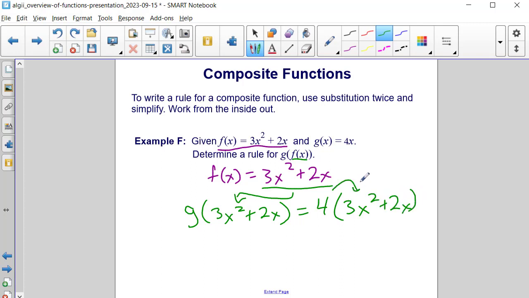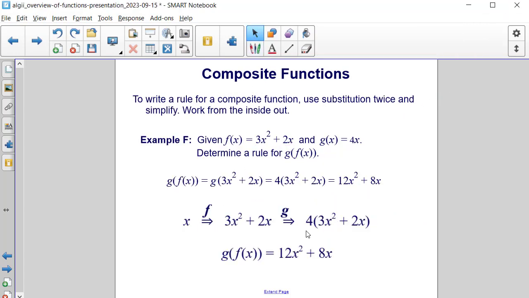And when we distribute the 4 through to both terms, we'll end up getting 12x squared plus 8x as our final answer for g of f of x. And here's the solution to the problem. We first substitute x in for f, wherever x is, so 3x squared plus 2x. And then we take this entire expression and substitute it in for x in g. So we have 4 times 3x squared plus 2x, and when we distribute the 4 to both terms, g of f of x simplifies to become 12x squared plus 8x.